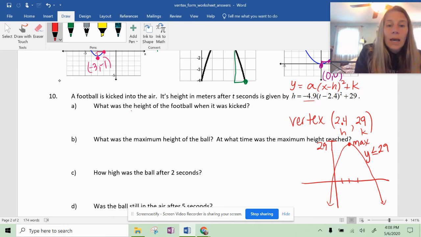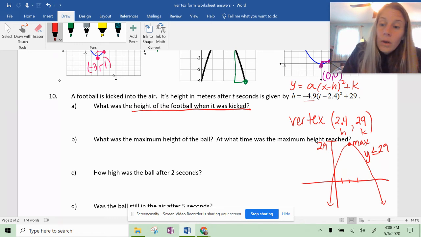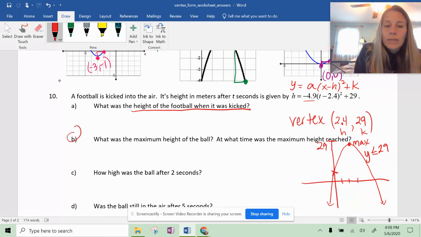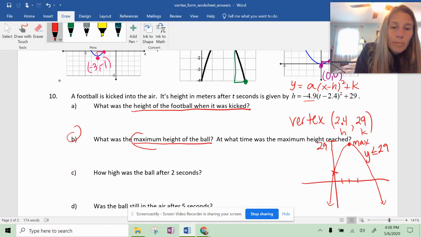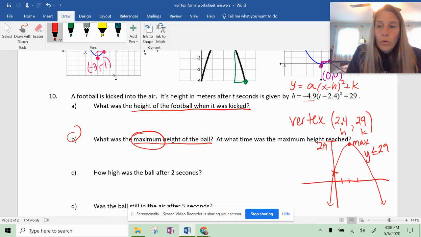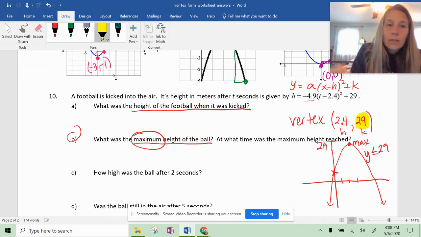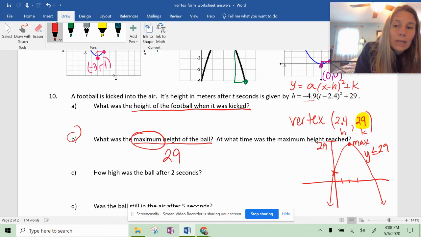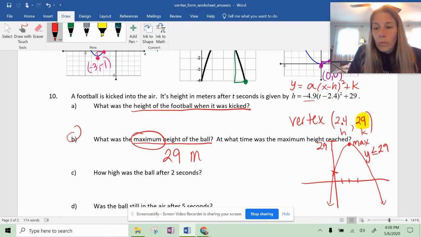So when it says what was the height of the football when it was kicked, well, when it was kicked from whatever spot, we get over here when we plug in a 0. But let's skip that for a second. So let's go down to B. What was the maximum height of the ball? So when we see the word maximum, we know we're talking about our vertex because the vertex is the maximum. Now the height is measured on the y-axis, so that's going to be 29. So we know that that's 29, and I think this was feet, meters, sorry. So the highest spot it reached was 29 meters.